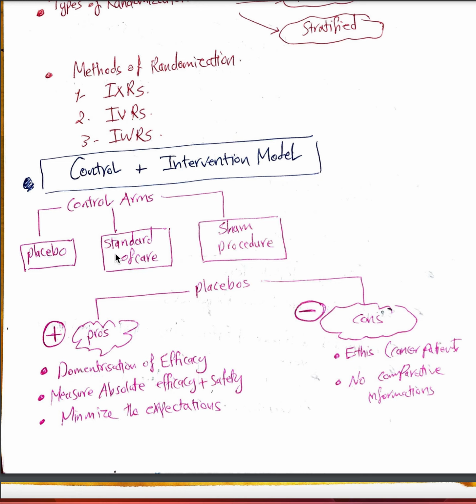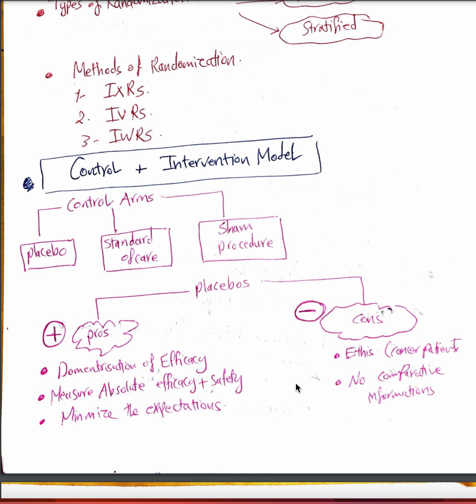And when I say standard of care, that means the usual, present drug, the drug that the population outside is just using, like the previous drug or the drug that is already present in the market. And then the sham procedure: I show the participant that I do a procedure, but actually I don't do anything. It's like a fake procedure, and we call it a sham procedure. So the control arms can be subdivided into placebo, standard of care, and sham procedures.